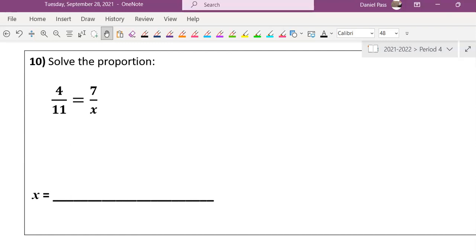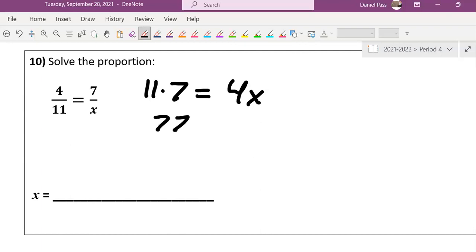So how did you solve this problem, Phoenix Fox? So I cross multiplied 11 times 7, and then it equals 4x. Equals to what times x? 4. Yes, 4x. Very good. And then x equals 77. But 77 divided by 4x.